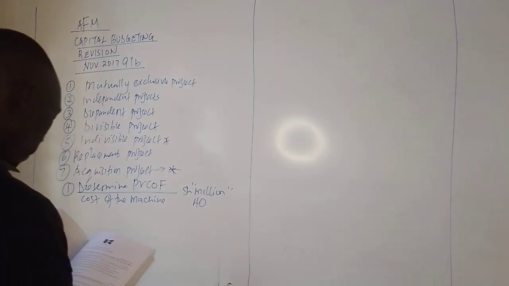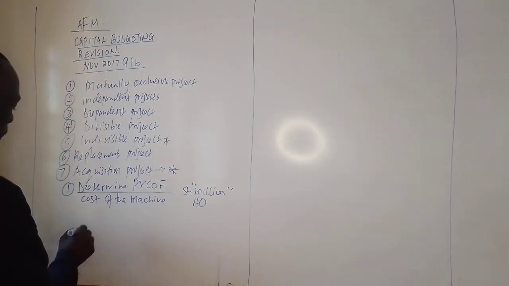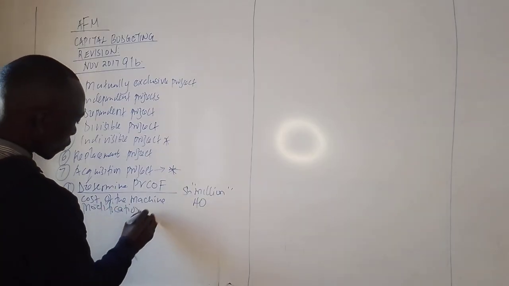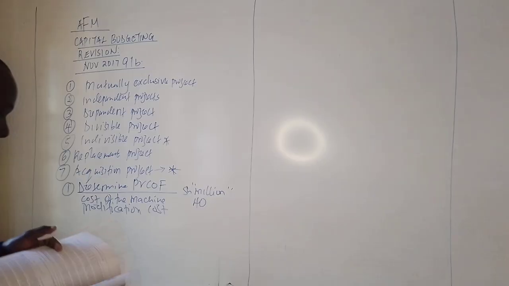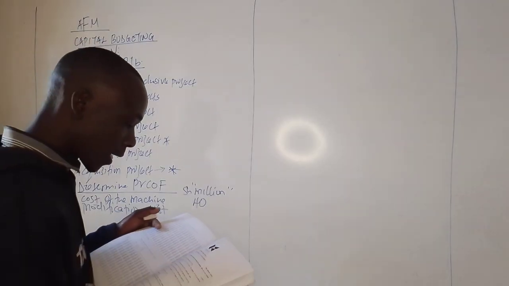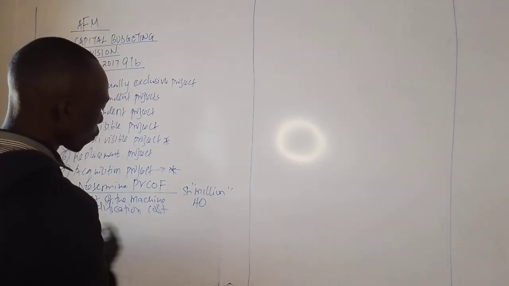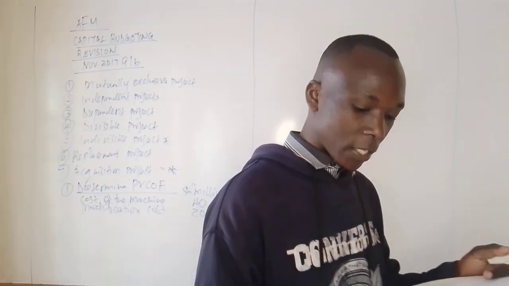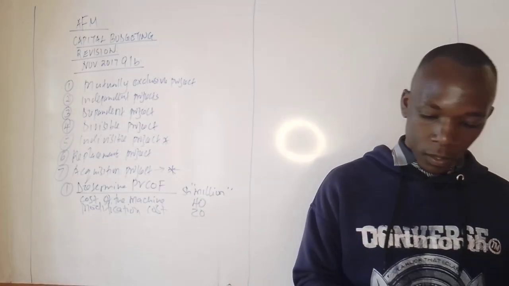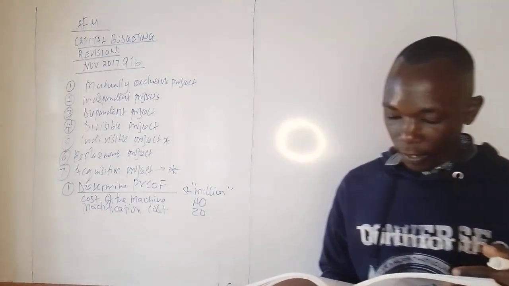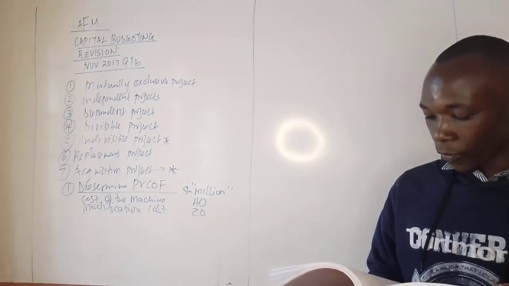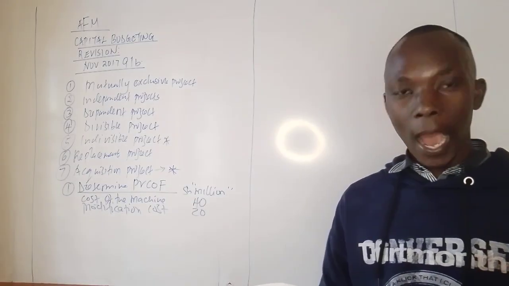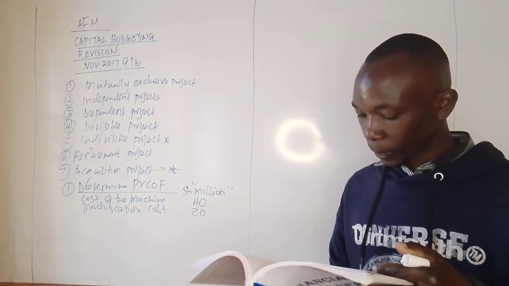So in this case, the examiner has brought the modification cost. So modification cost, which is how much? You are told that the company will incur an additional shillings 20 million to modify this machine for special use. The machine is expected to have a useful life of 3 years and a scrap value of shillings 15 million after 3 years.